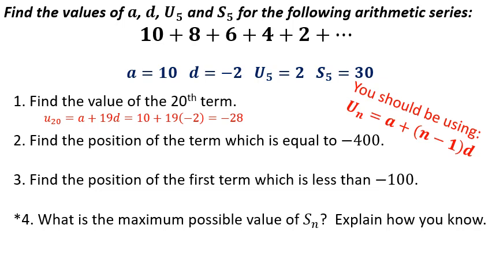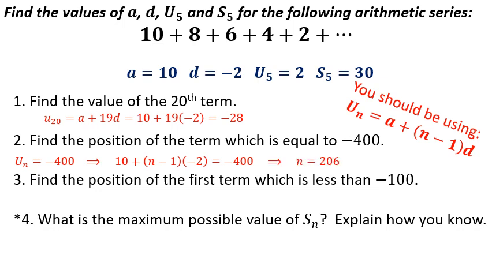Find the position of the term which is equal to -400. So this is flipping things around a little bit and saying we know the value of the term. What we don't know is the position of the term. So what we're substituting in here is actually the value of un, which is -400, but we don't know the value of n itself. So I've got a plus n minus 1 d. I've written it as 10 plus n minus 1 times -2. And then instead of writing un, we've written -400 because we know the value of un.